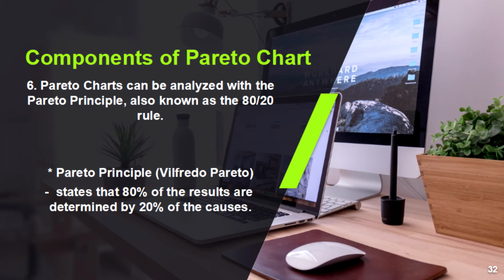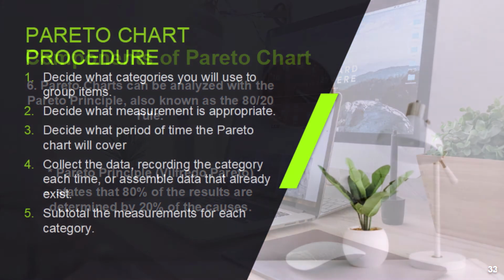Last component of the Pareto chart is, Pareto charts can be analyzed with the Pareto principle, also known as the 80-20 rule. The Pareto principle came from Vilfredo Pareto, an Italian economist and mathematician, and it states that 80% of the results are determined by 20% of the causes. Roughly speaking, 20% of the people own 80% of the wealth, or in quality terms, 80% of the losses come from 20% of the causes.